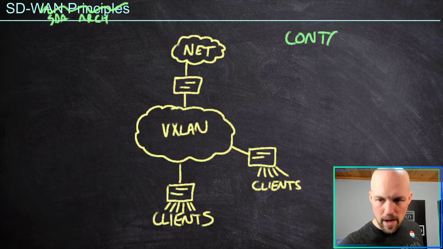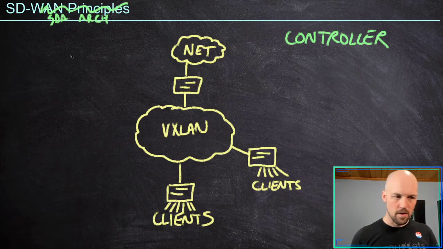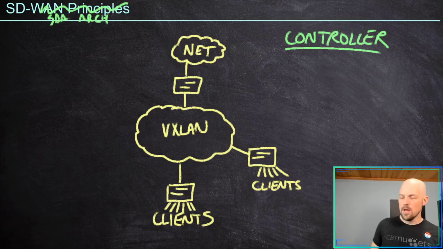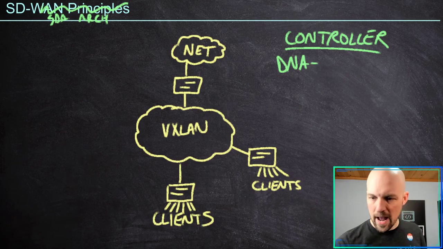Controller layer. We actually have two layers. We'll just talk about them both right now. We've got the controller layer and we've got the management layer. I'll use a different color for the management layer. So, here's what we need to know about the controller layer. We have DNA Center as our controller.